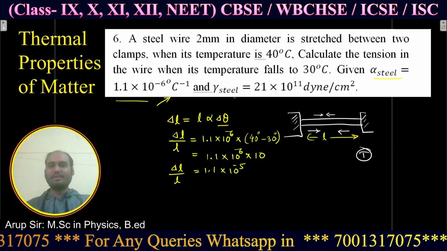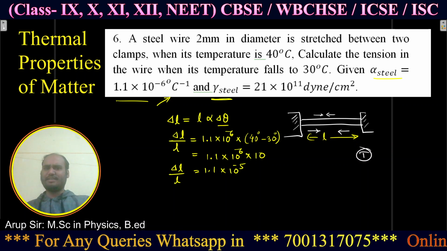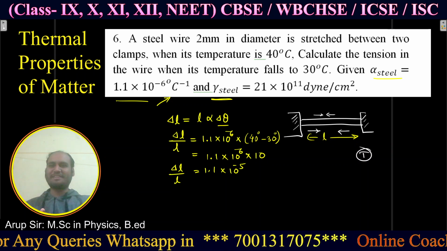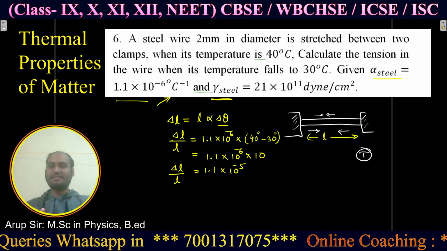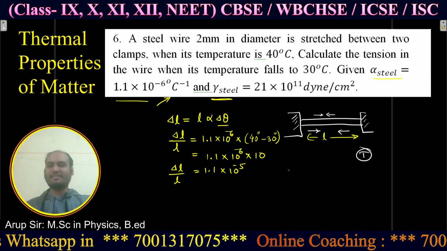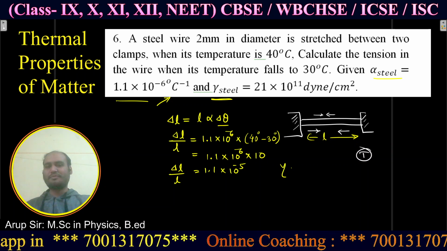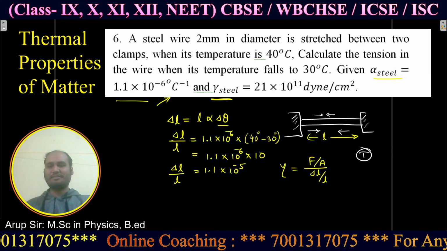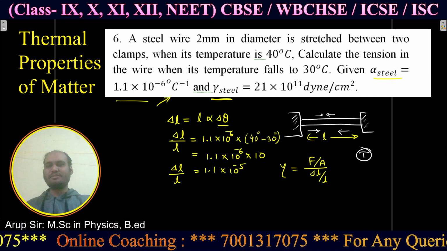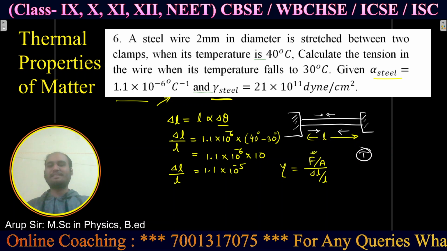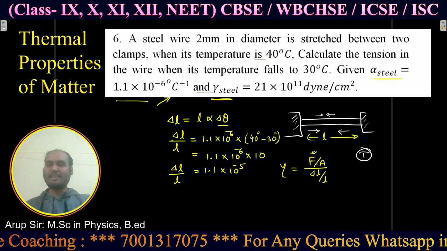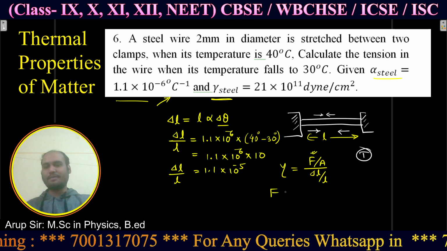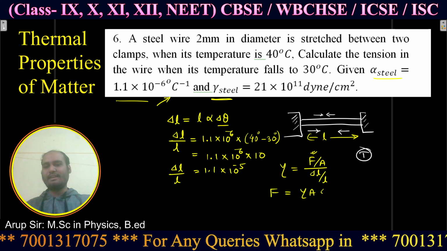Now Young's modulus Y is given. Why is Young's modulus given? Because we need to find out the tension. So what is the formula for Y? Y is equal to force by area divided by delta L by L. Now if you put all the values, you will get the force. This force is basically the tension, so we need this F only. F is equal to Y A delta L by L.